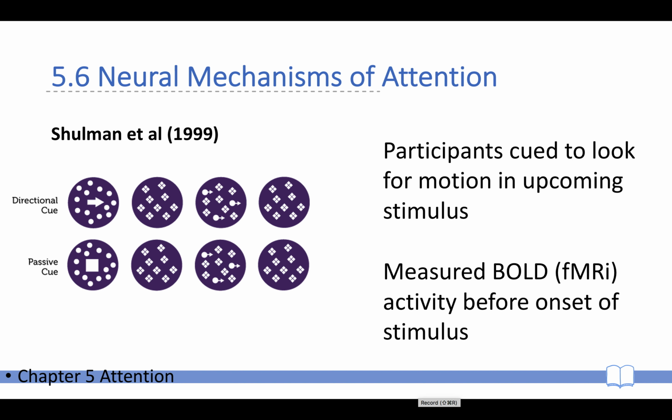Shulman measured BOLD fMRI response activity during the period where the participants were waiting for the onset of the stimulus. In this case, what Shulman was measuring was whether there was some differential response in the brain when participants were primed for a stimulus, but before the stimulus was presented.